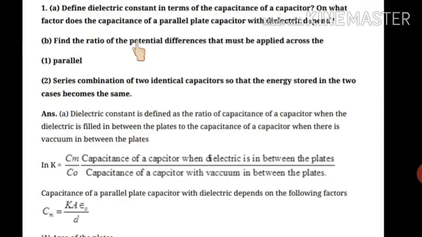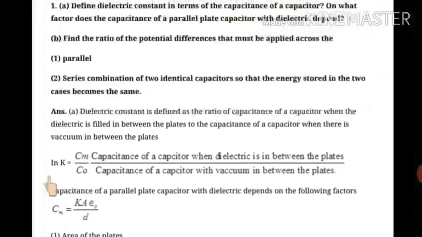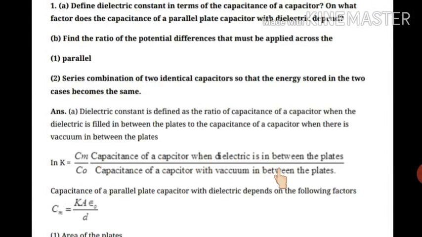Now next question is, define dielectric constant in terms of the capacitance of the capacitor. Okay, now we know this thing. What is dielectric constant? It is the ratio of the capacitance of a capacitor when the dielectric is placed between the plates to the capacitance of the capacitor when vacuum is there between the plates. So Cm upon C0 is equal to K.